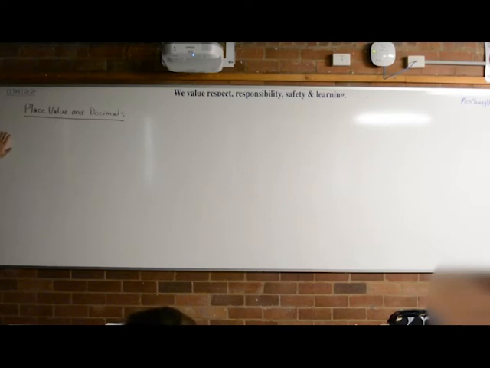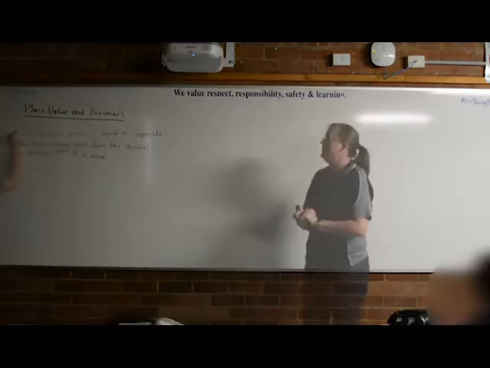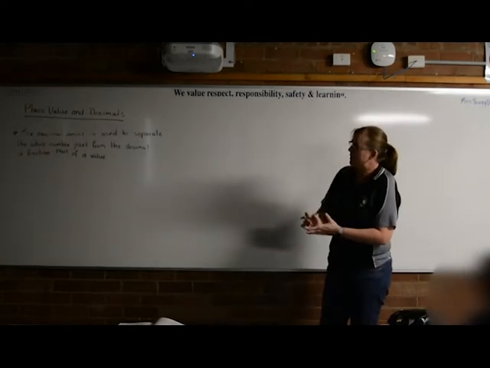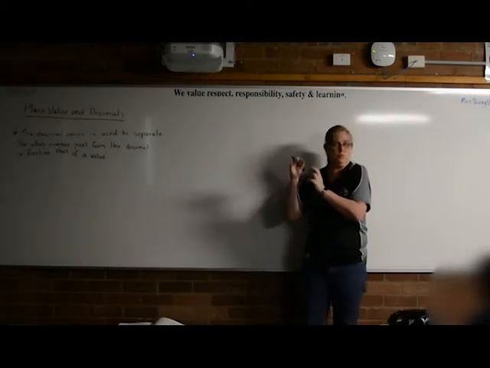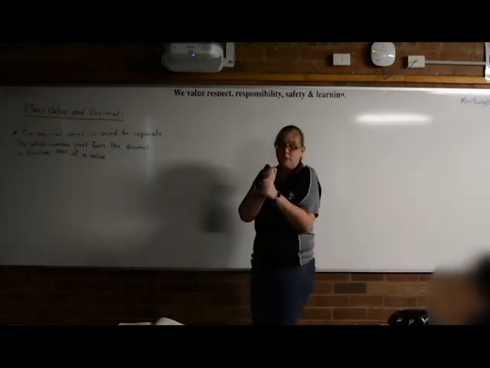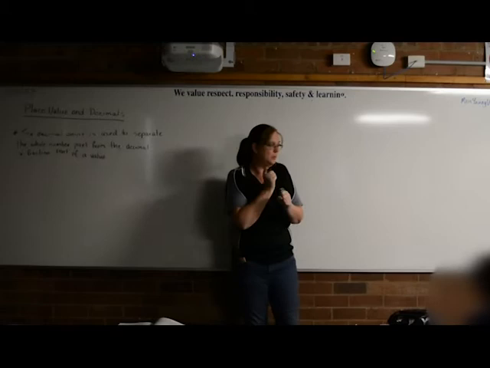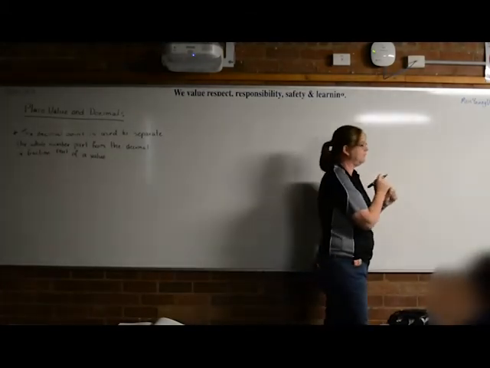Place value and decimals. First thing we're going to get you to do is jot a little dot point about the decimal point itself. The decimal point is just used to separate the whole number part of a value from the fractional decimal part of a value. That's the point of a decimal point. They do actually have a point, that's why they call it a decimal point.